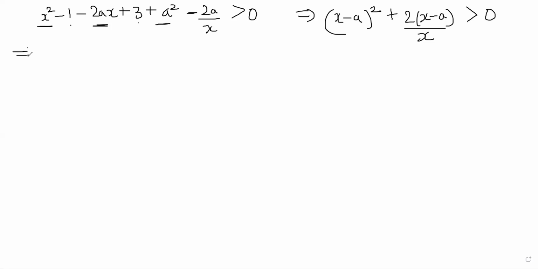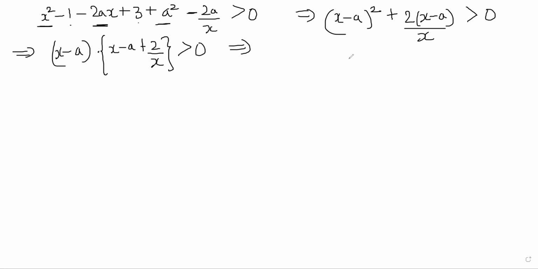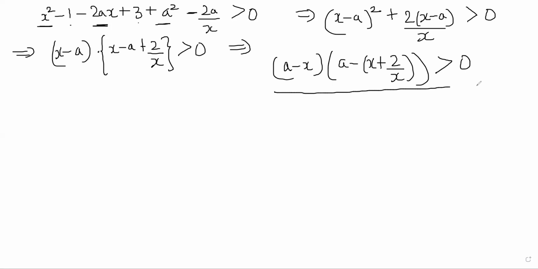Now, if you solve this, you'll get x minus a common, and you'll get x minus a plus 2 by x greater than 0. And rewriting it by taking the minus sign, replacing the order of these terms, you can get it as a minus x multiplied by a minus x plus 2 by x is greater than 0. This is the final form of the inequality, right?